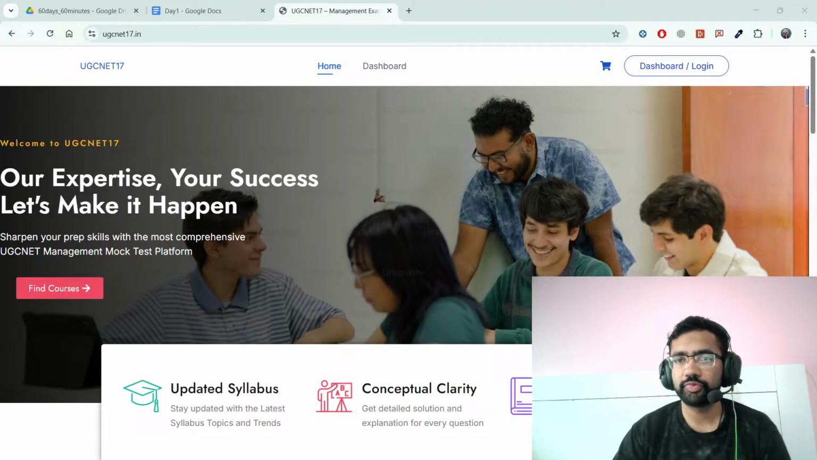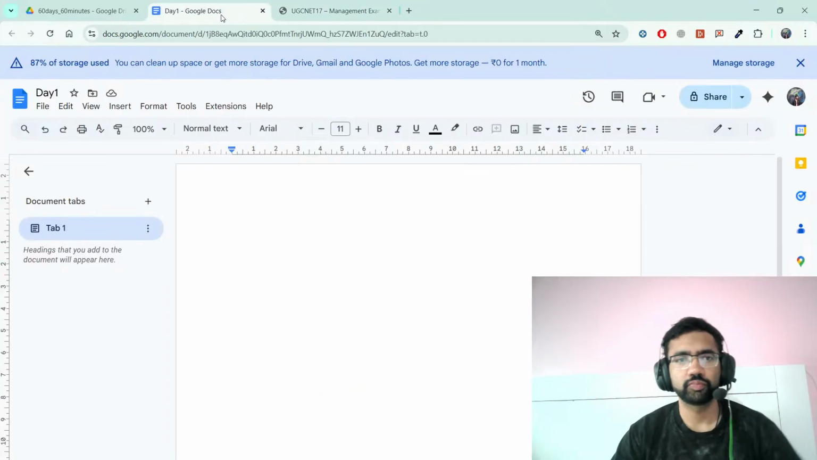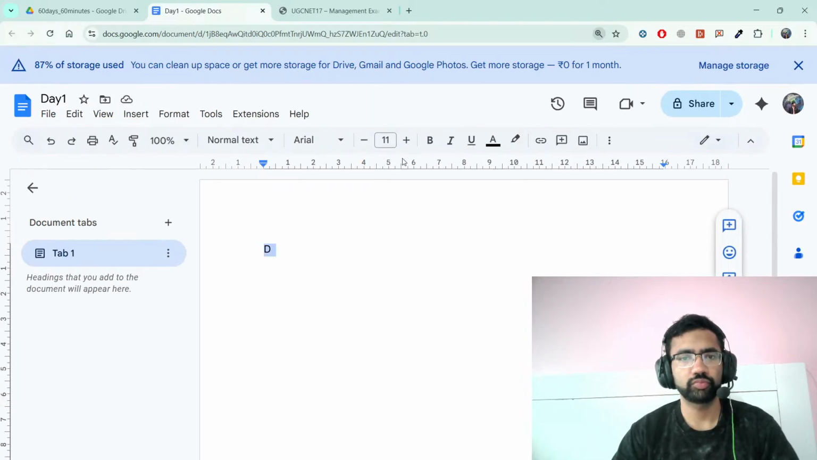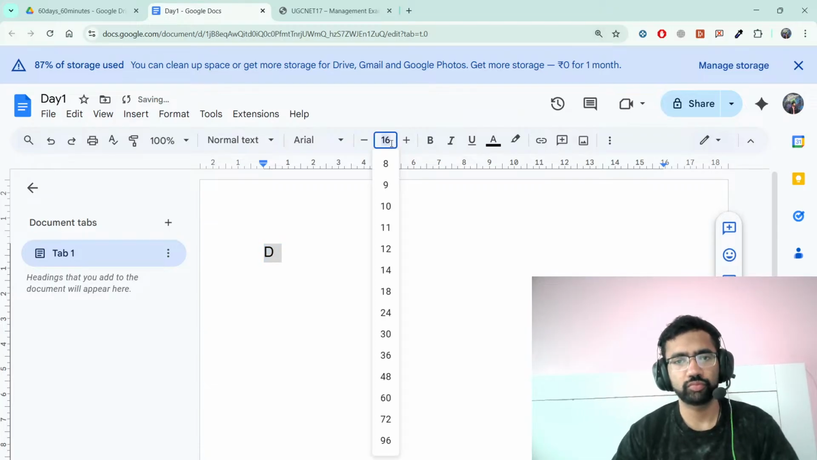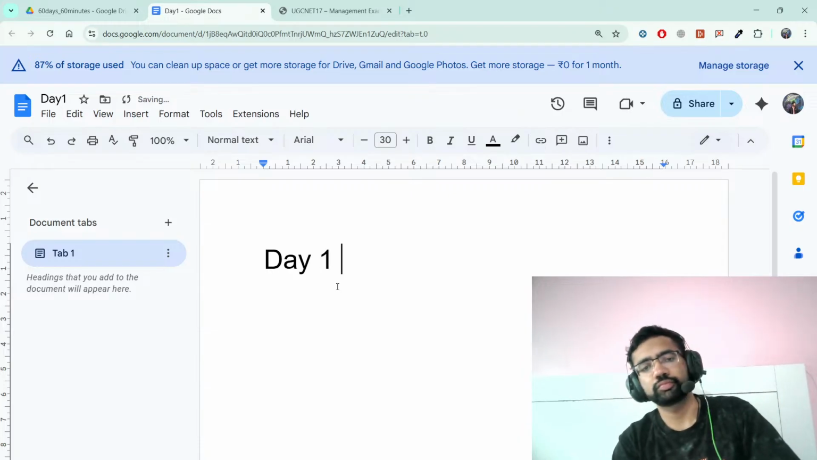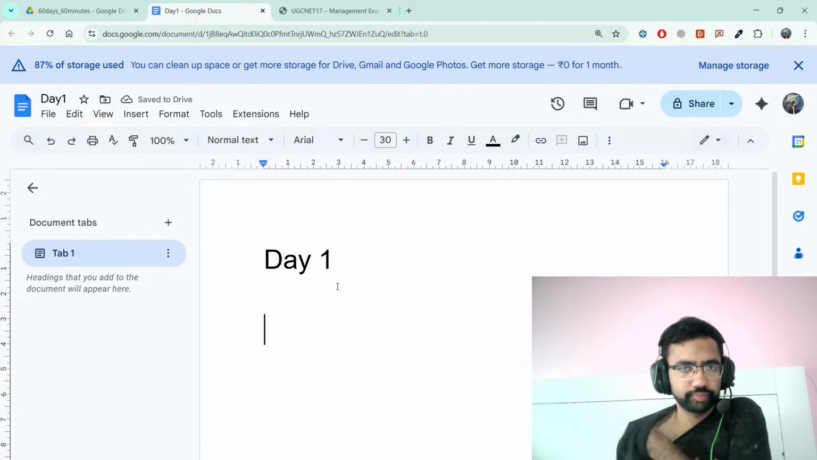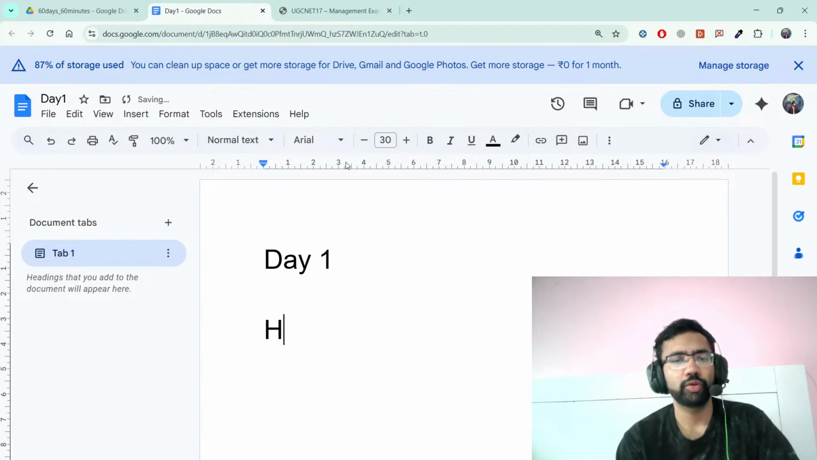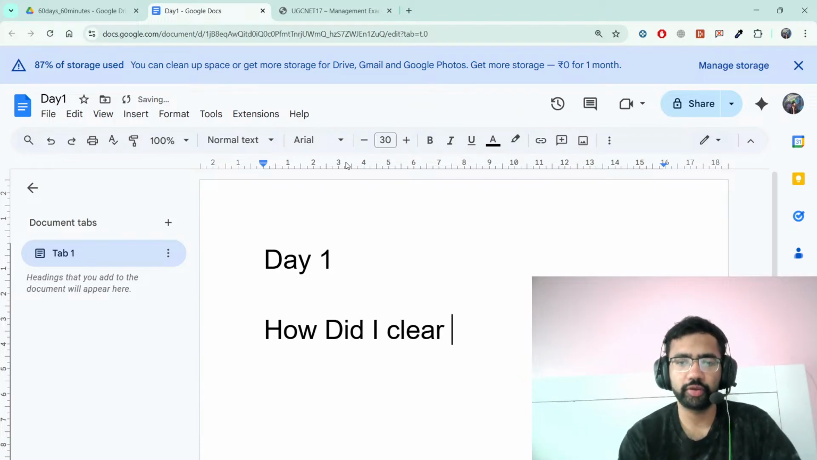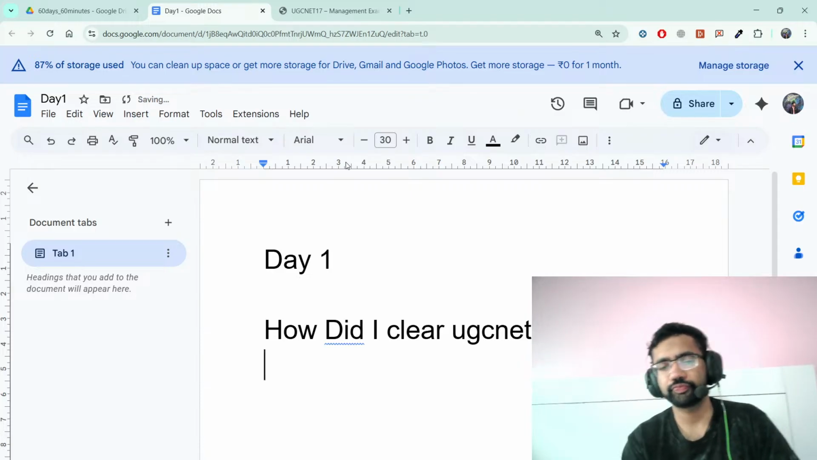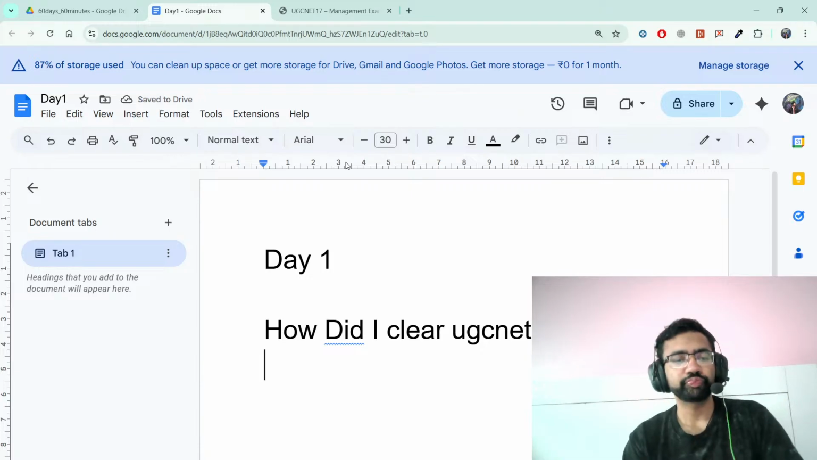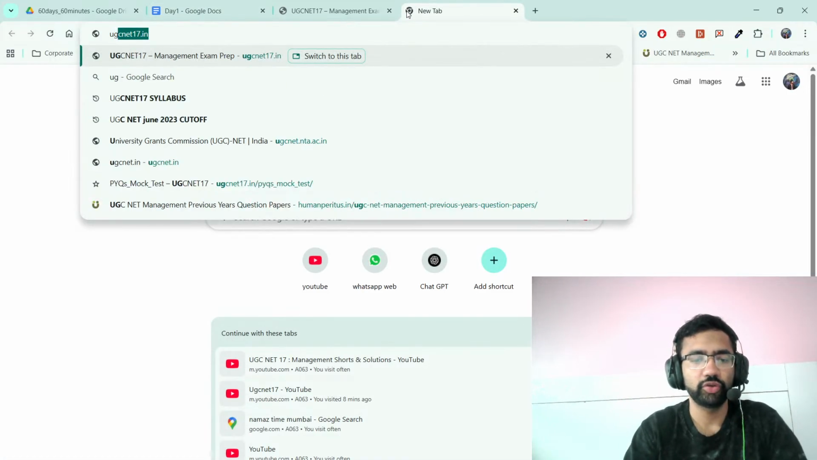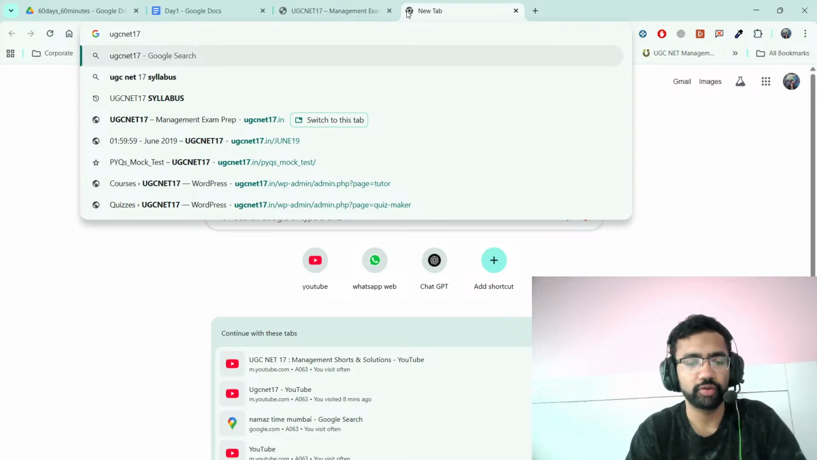So let's get started with day one. If you ask me, how did I clear UGC NET 17? The answer is simple. The last time the syllabus changed was around June 18 or July 18. Because UGC NET 17 syllabus.